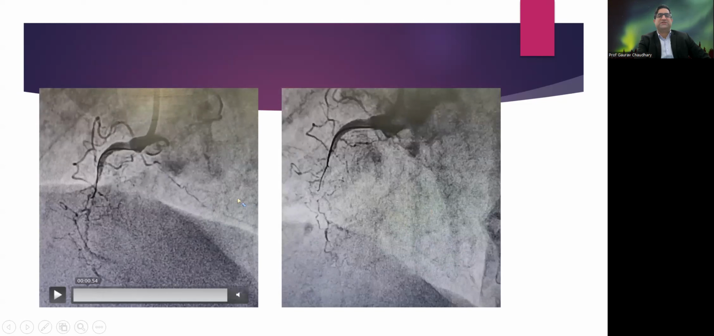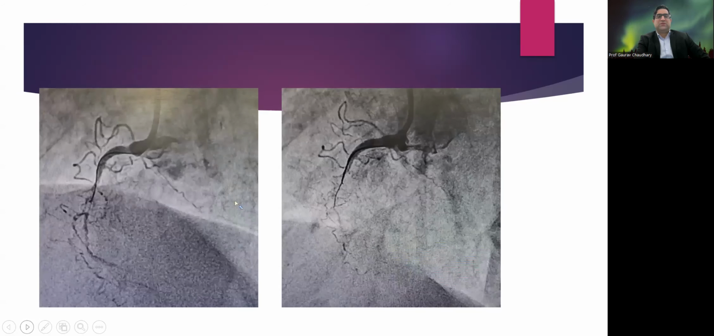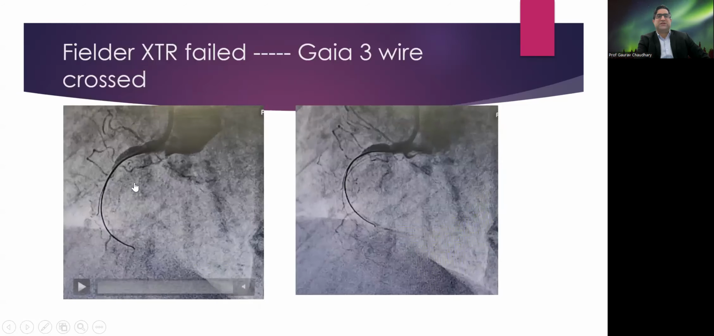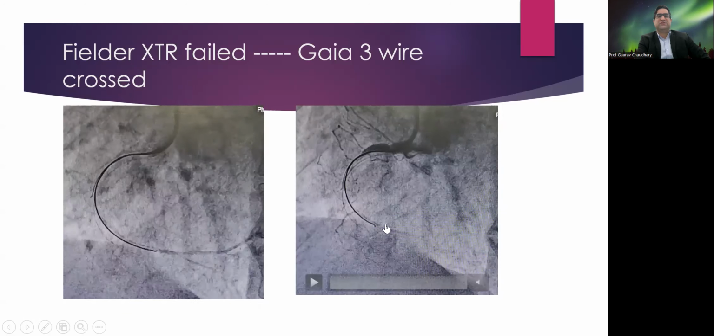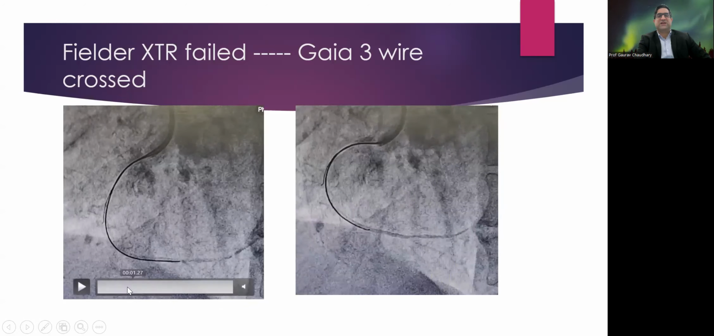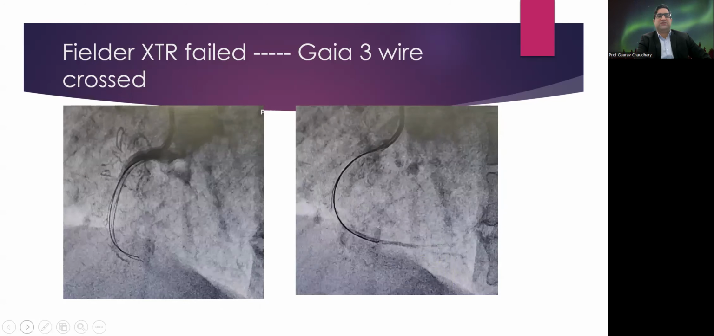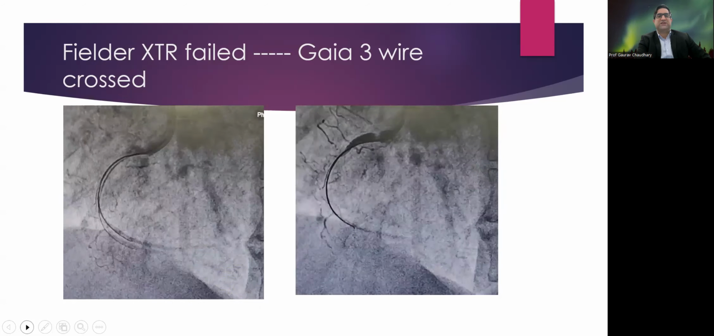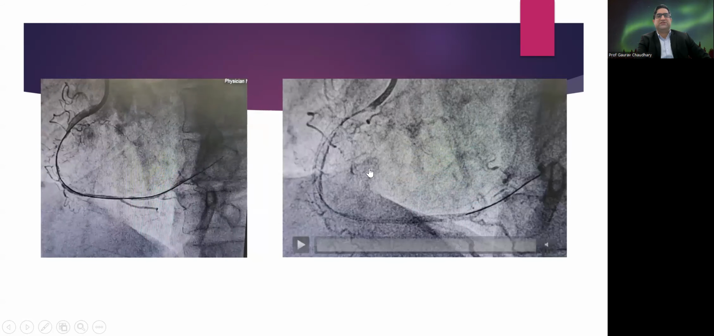So at this moment, the best strategy is to take a wire with a higher tip load like Gaia 2 or Gaia 3. So this is what was done, keeping that wire in that place. We took a Gaia 3 wire, and we can see this was going into the distal true lumen. And this is how in such cases we can escalate to higher tip load wires. And this made its way into the distal RCA. And after this, we can see in various views, it was in the distal lumen.